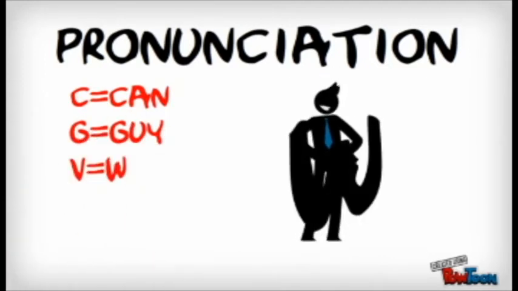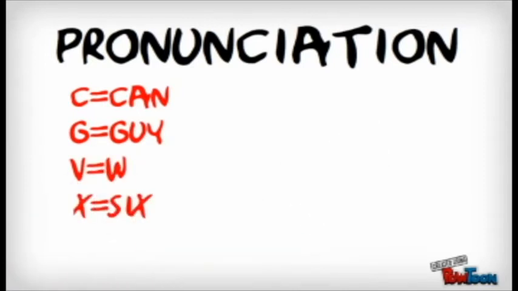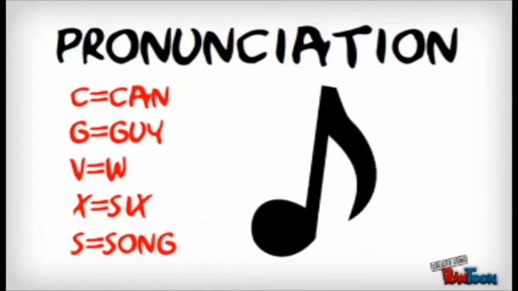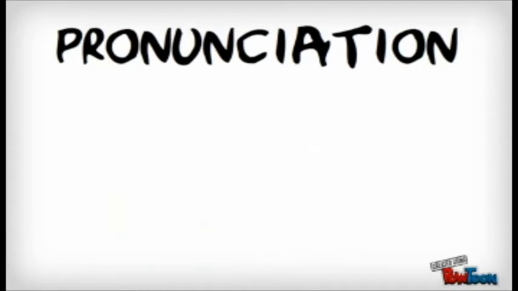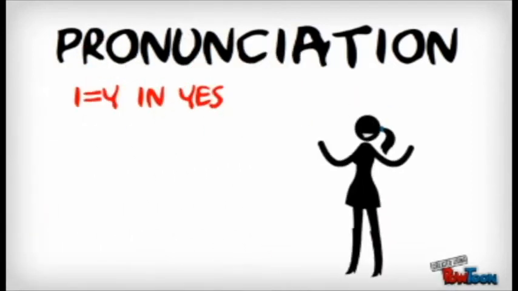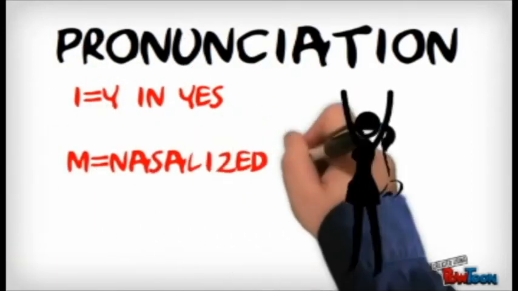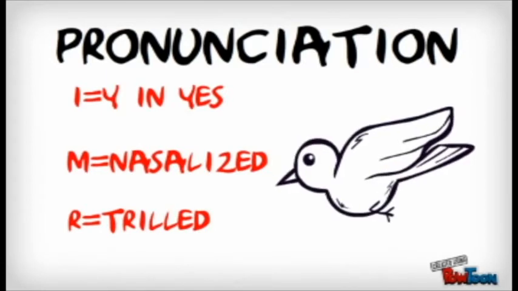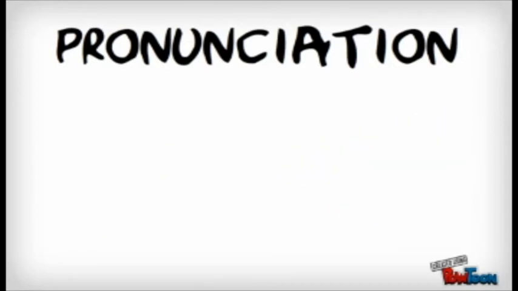V's are always pronounced like the English W, and X's are always as the X in 6, never like xylophone. S's are always pronounced like the S in song, never like the S in boys. I's that come at the beginning of words are pronounced like the Y in yes, and M's that come at the end of words are often nasalized, especially in poetry. Finally, R's in Latin are trilled, and pronouncing them that way goes a long way in impressing judges during your performance. Aside from letters, consonant groups are also important to know.